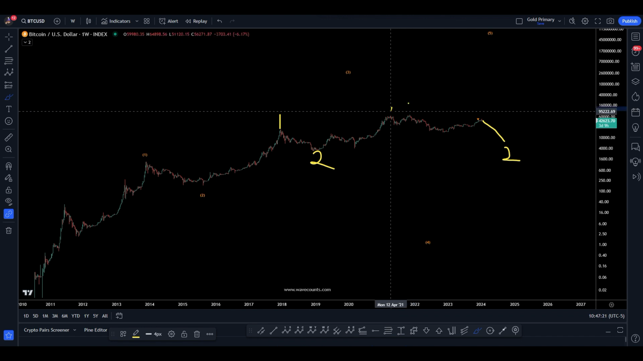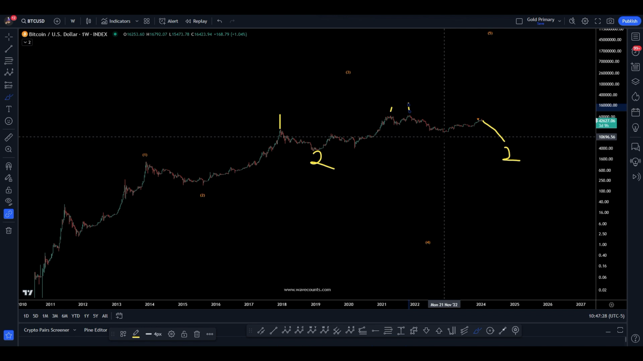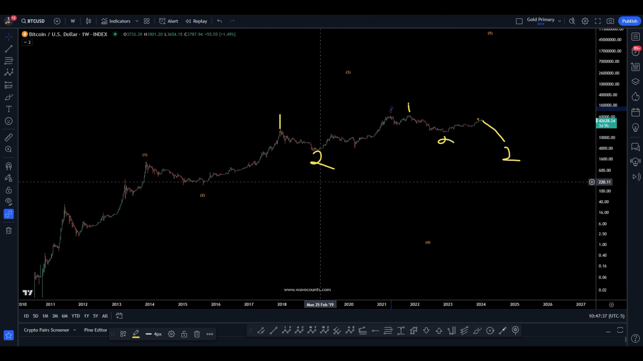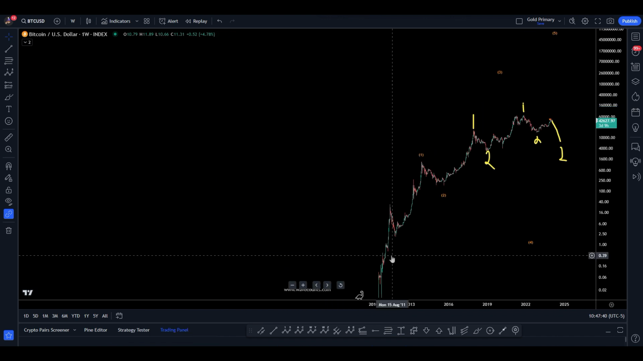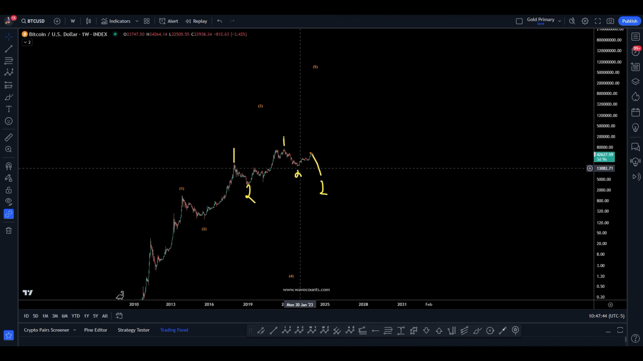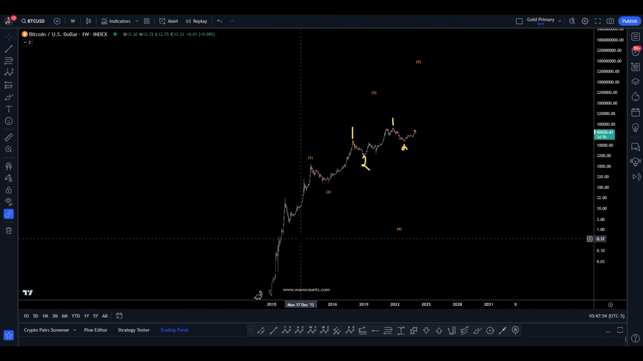I'm not sure how I'd count that. Well, you would have to say that this was not a 5-wave move, which very much looks like a 5-wave move. But 2. That's how you'd have to do that. So you'd have 1, 2, 1, 2, 1, 2. Then this wouldn't be a thing, right? Lots of problems with this count.